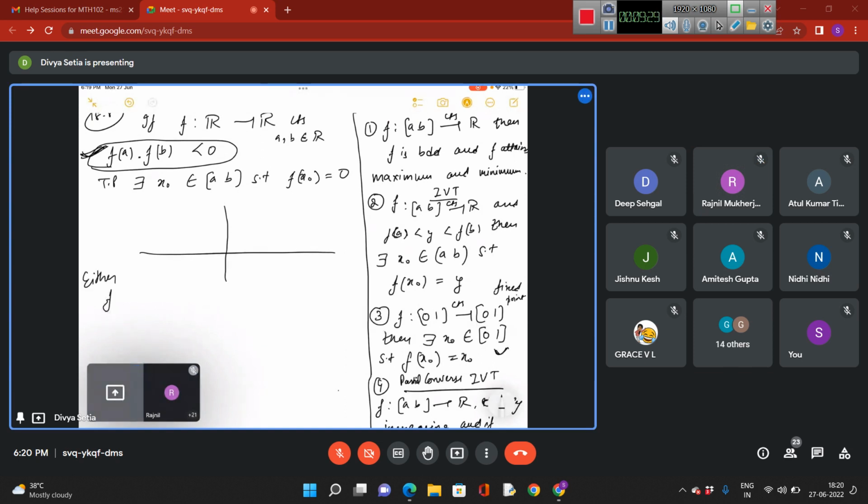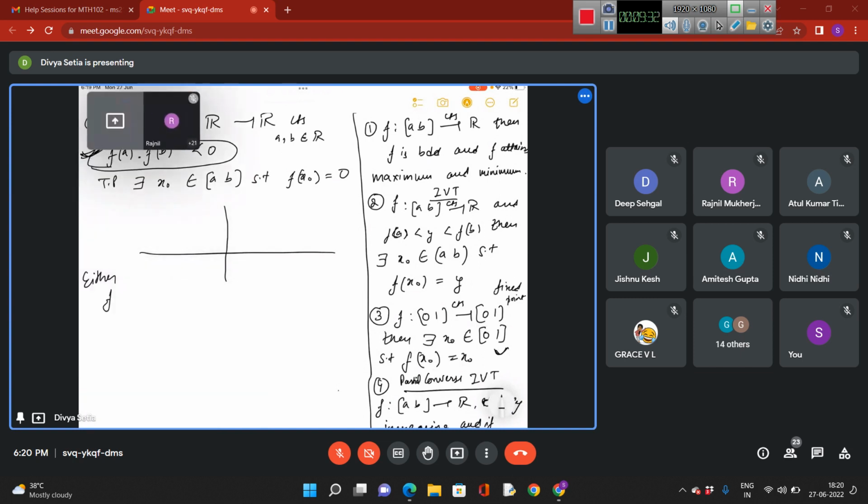Either f of A is less than 0 and f of B is greater than 0, or f of A is greater than 0 and f of B is less than 0, right? These are the two possible cases that can arise. Both cannot have the same sign, because otherwise the product cannot be less than 0. Fine. So we'll deal with the first case. By symmetry, the second case will be solved.